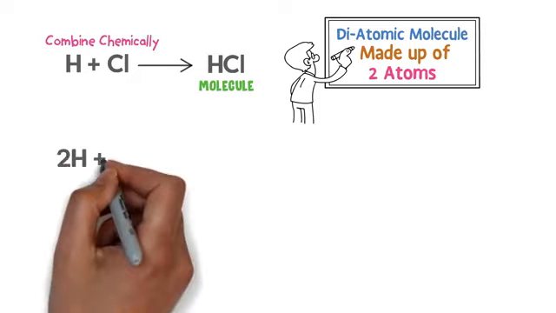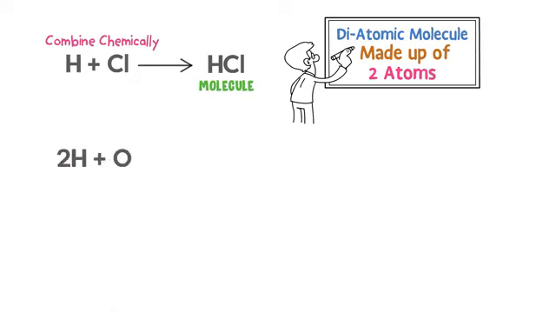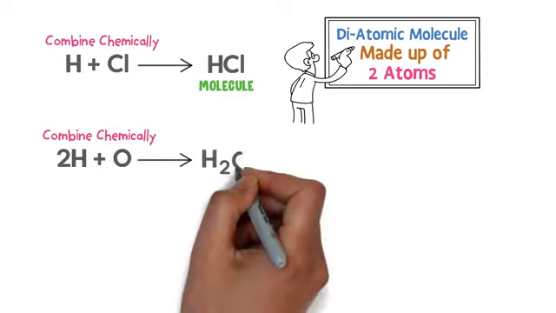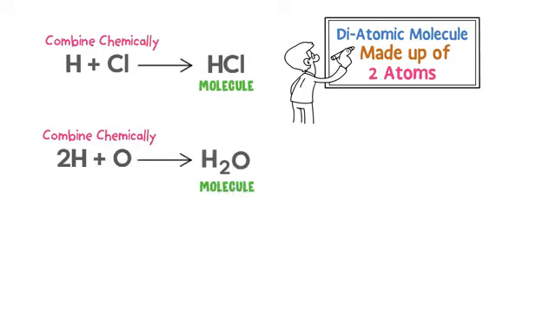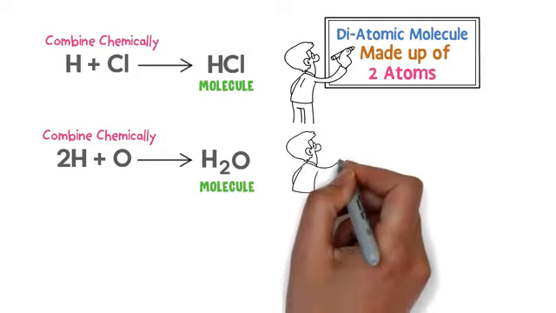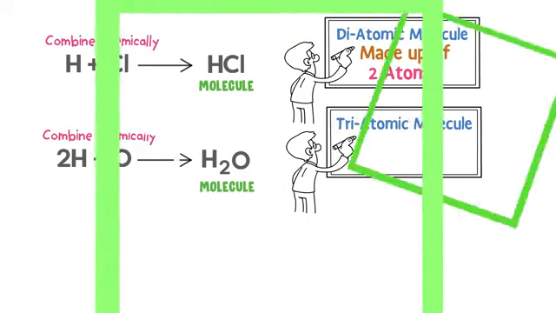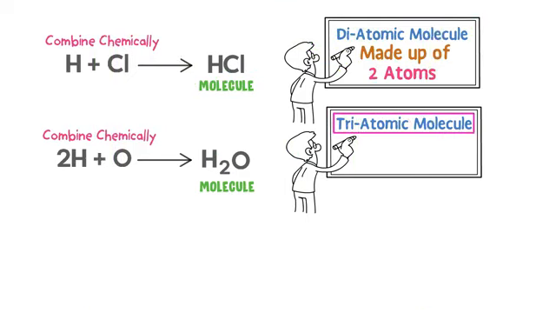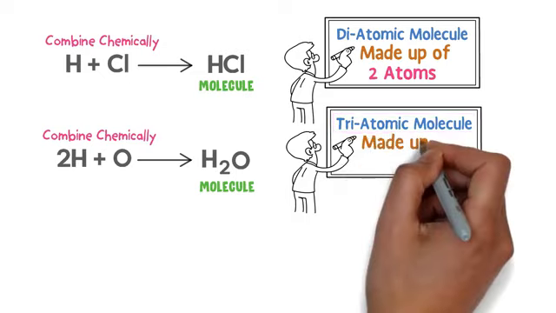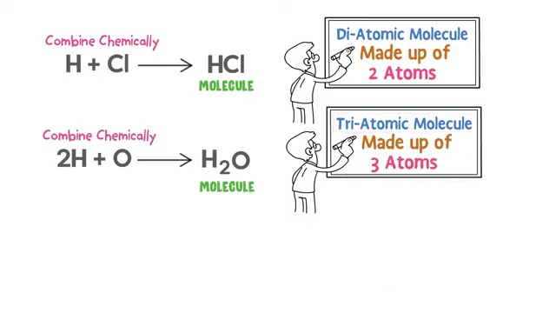Secondly, when 2 hydrogen atoms and 1 oxygen atom combine together chemically, they form a molecule of water, H2O. H2O is also known as a triatomic molecule. Tri means 3 and atomic means atom. So triatomic molecules mean molecules made up of 3 atoms.